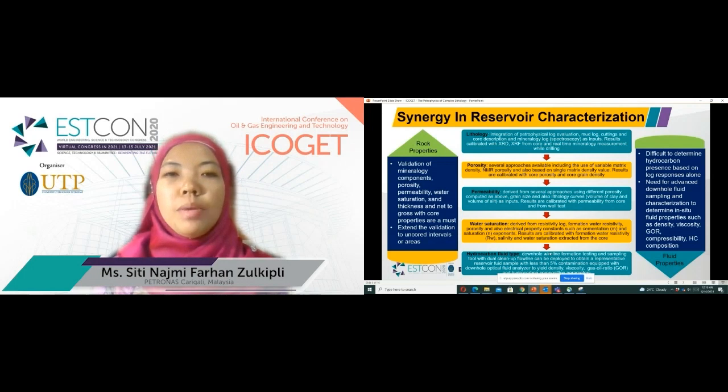Application of the real-time mineralogy analysis based on X-ray diffraction, XRD, and also X-ray fluorescence, or XRF, based on the cuttings data, can also identify the minerals present in the rock. And application of downhole fluid sampling and downhole fluid characterization can also assist in identifying the in-situ fluid properties such as the density, the viscosity, the gas-oil ratio, the fluid compressibility, the bubble point pressure, and also hydrocarbon fluid composition.